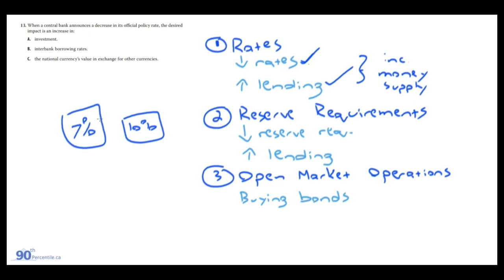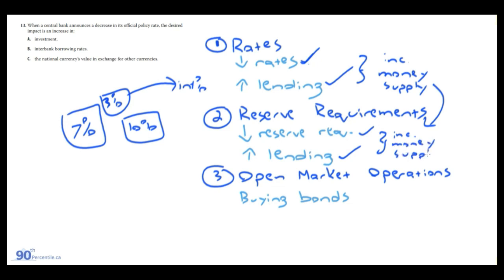And what are they going to do with this extra 3%? Are they just going to have it sitting around? No, they're going to lend it out to earn interest, right? So they're going to lend this out in either corporate loans, mortgages, whatever. So in the event that central banks decrease the reserve requirement, once again, it's going to increase lending from the banks' perspective, which has pretty much the same impact as decreasing rates: it's going to increase money supply, which is going to hopefully increase economic growth.